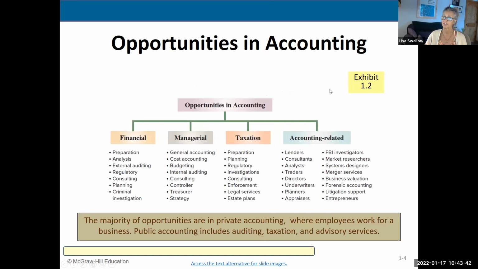There's lots of different areas in accounting. Financial accounting is what this class is based on. We also use that information to manage our business. So these are different kinds of roles of managerial accountants. Ultimately, obviously, we have to prepare taxes for our business. So there's a lot of opportunities in accounting around taxation. And then there's just this whole slew of folks like entrepreneurs and people that litigate and researchers and such, consultants that also use accounting information as well.